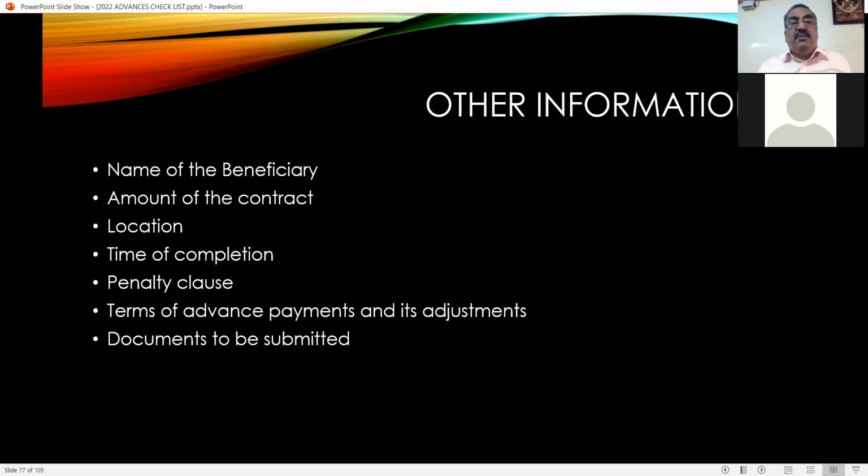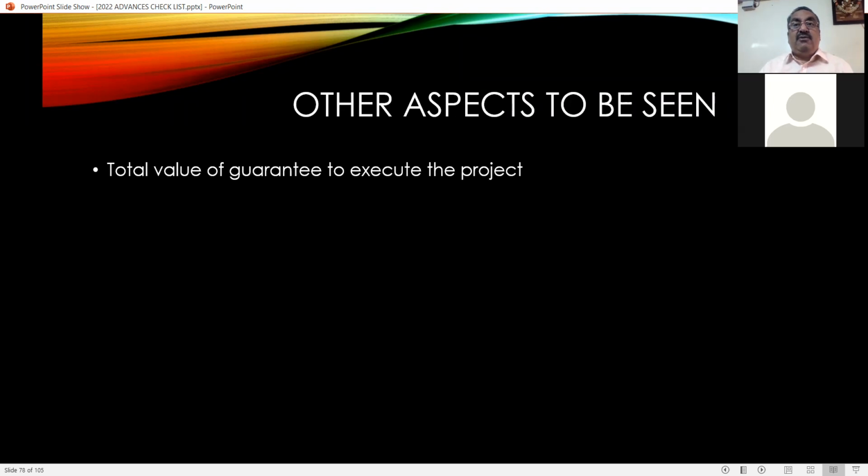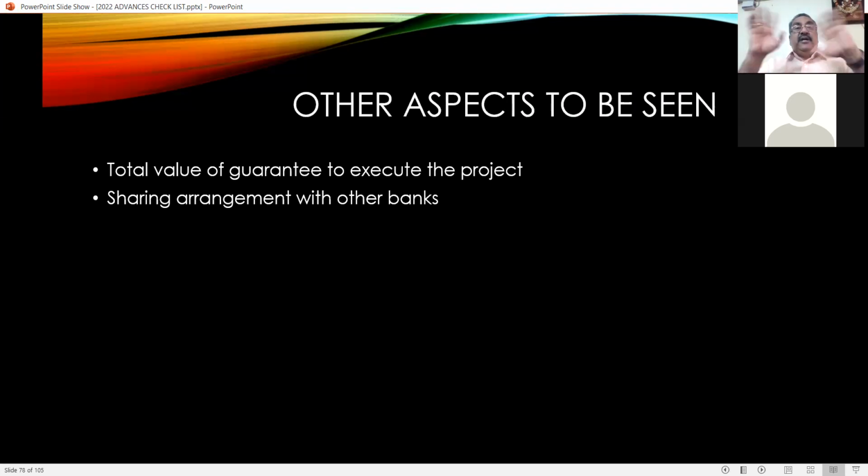You will get a list from the bankers. For the BG, there are some 7 documents at the bank. That also you have to verify. And the other aspects you have to see are the total value of the guarantee to execute the project and the sharing arrangement with other banks. Suppose the project is for 5 crores, one bank can give the guarantee to the tune of 2 crores. The remaining 3 crores have to be shared with other bankers. So you have to see all the sharing agreements, and then only the BG has to be issued.